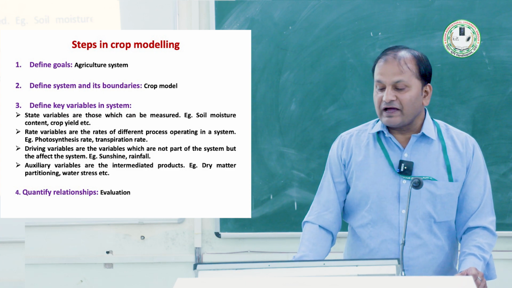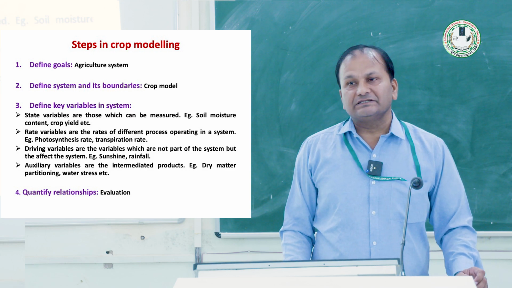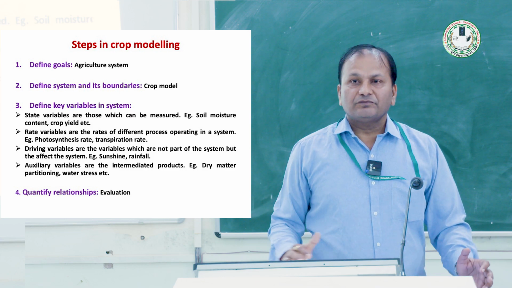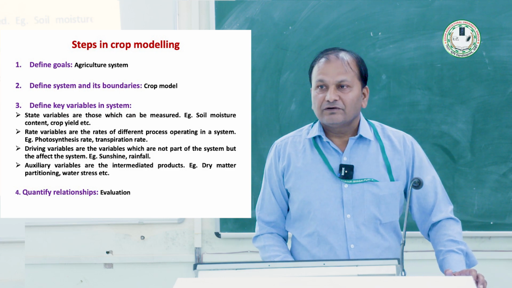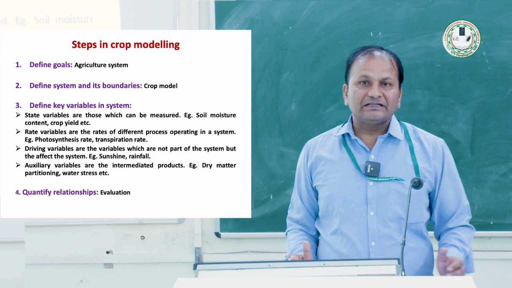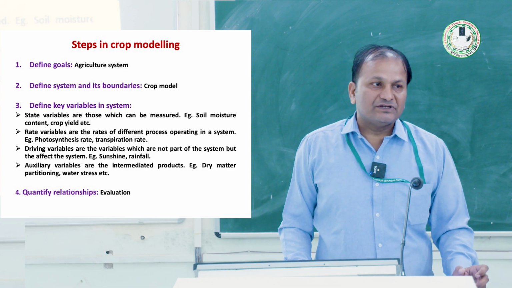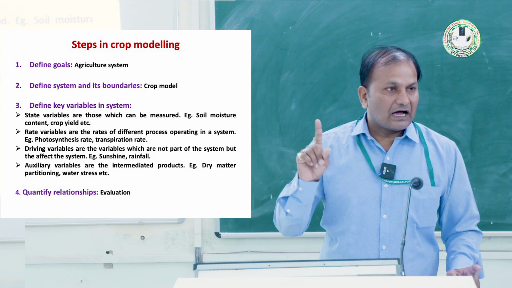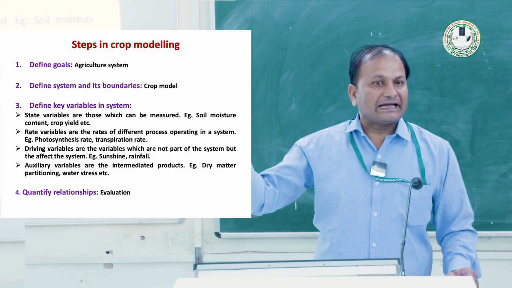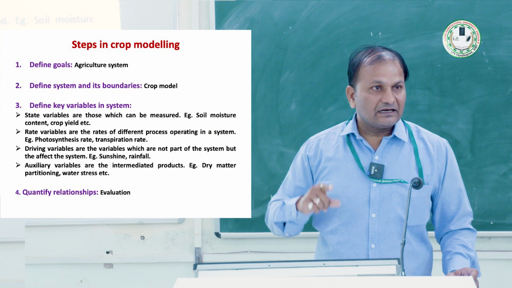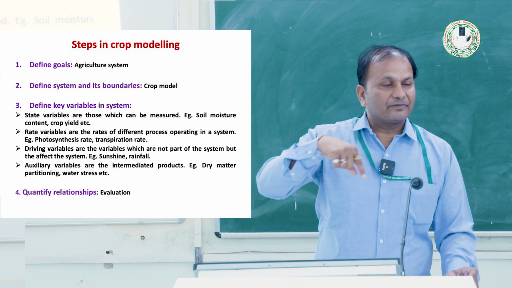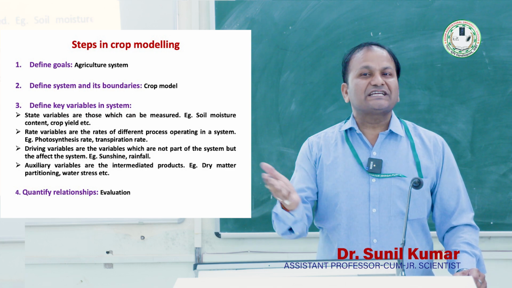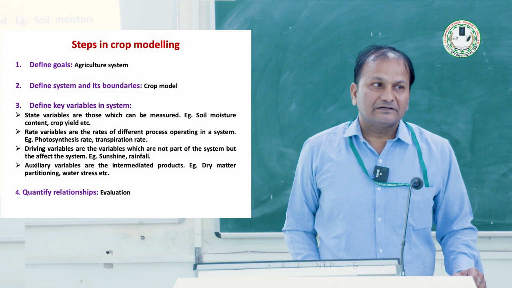Second is define system and its boundaries. System and boundaries means which type of system we will be working with. For example, if we are entering a college, before admission we will have to create our goal. I have come here to take admission first. Then I will create a system. If I have taken admission here in the classroom, which type of students will be our friends?